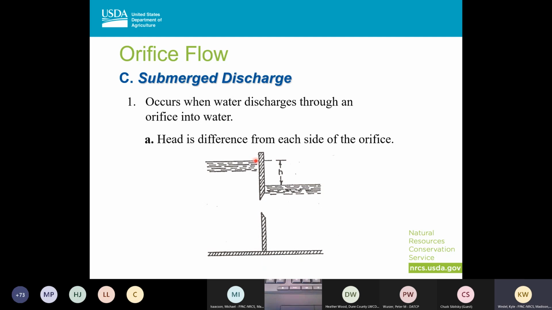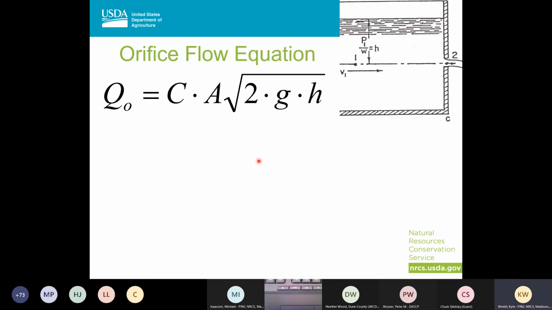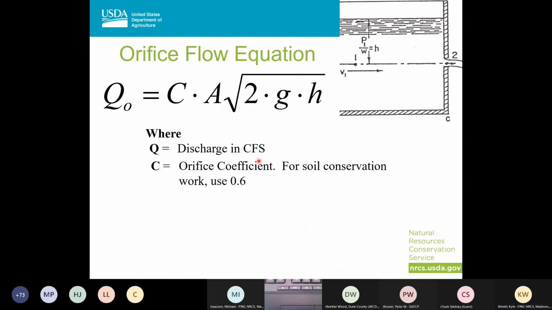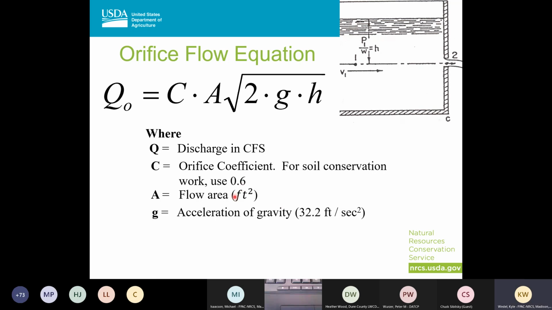We'll talk about head a little bit more on the next slide. So here's our basic orifice flow equation. Q is your discharge in CFS. C is your orifice coefficient, and for our soil conservation work, we're always going to use 0.6. A is our flow area, or the area of our orifice. G is the acceleration of gravity, so this is always going to be 32.2.